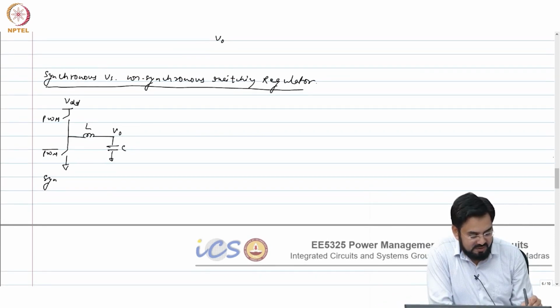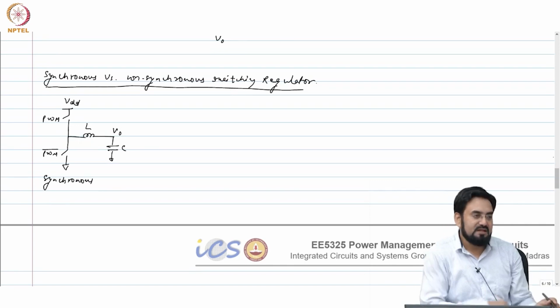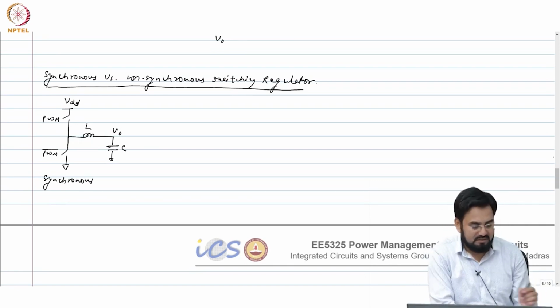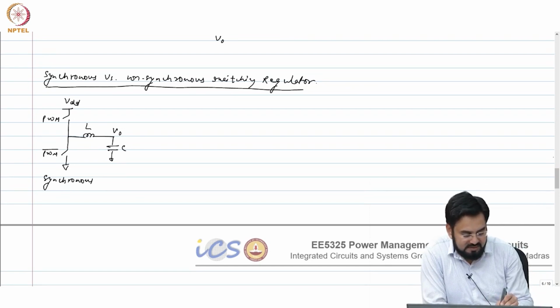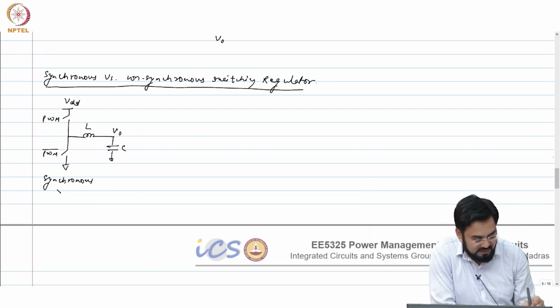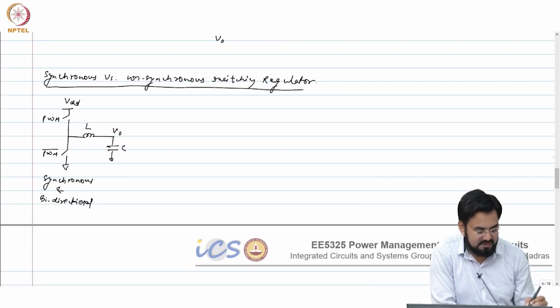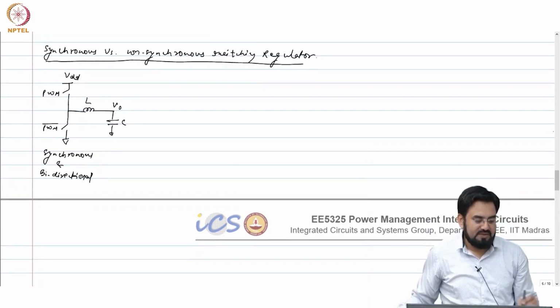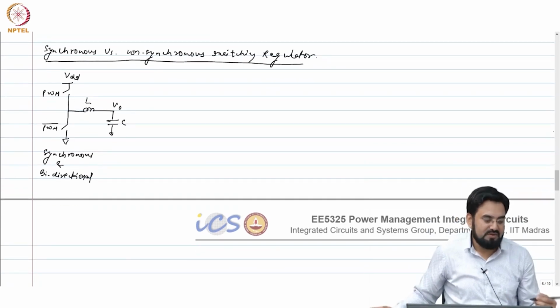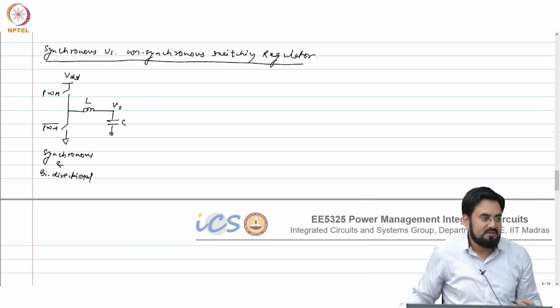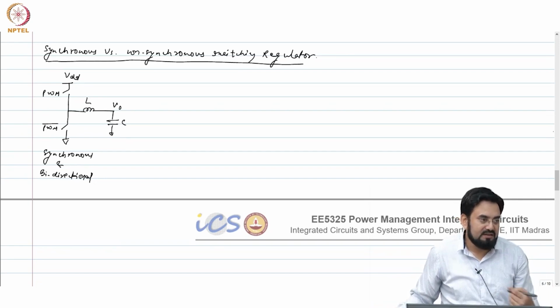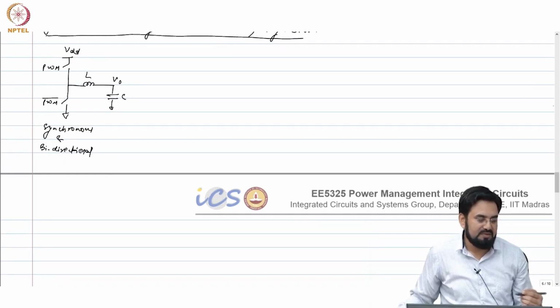So, this is your synchronous, because both the switches are driven by the clock in this case, and this is synchronous and bi-directional. So, it can sink the current and source the current both, because this bottom switch can conduct and it can draw the current from the output.